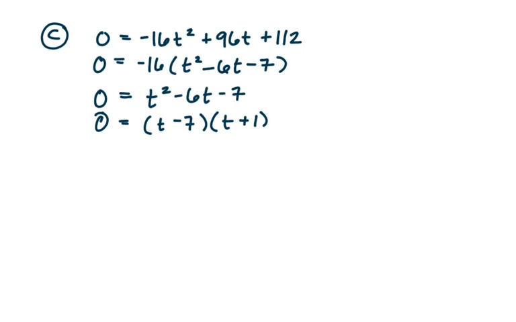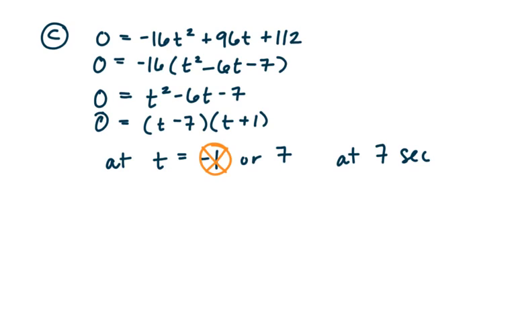So the position is 0. The position is 0 at t equals negative 1 or positive 7. And in this situation, is it possible for us to have negative time? No. So at 7 seconds.